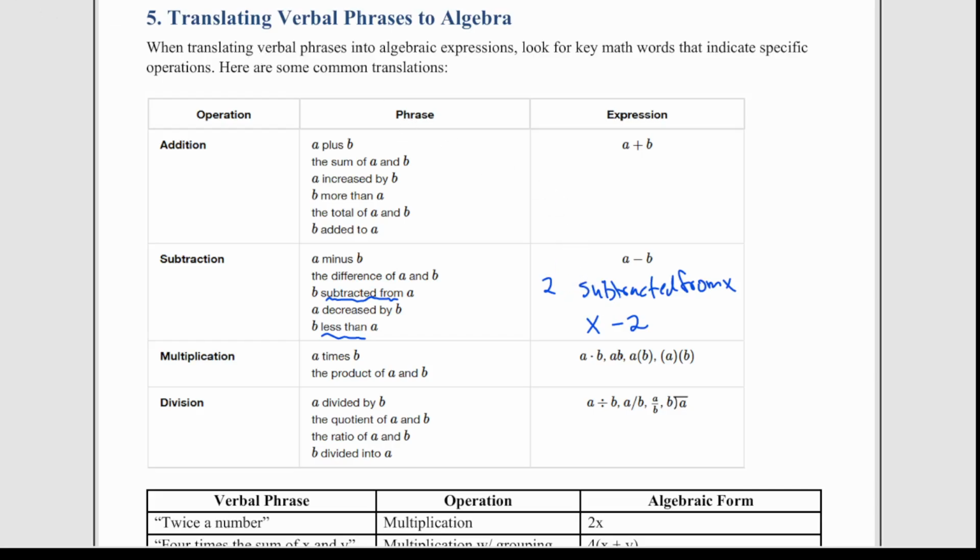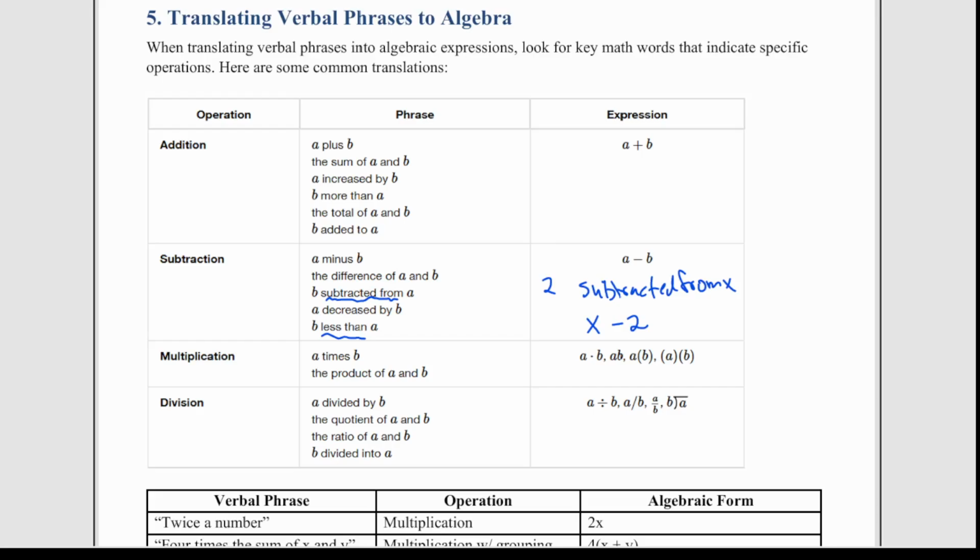It might be worth putting into context. So 2 subtracted from x, replace x with a 4. If I said 2 subtracted from 4, you would think 4 minus 2. That should be 2.